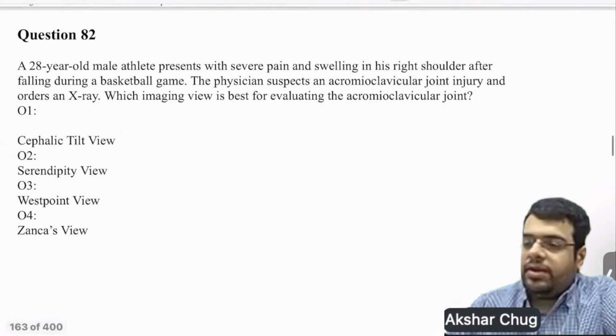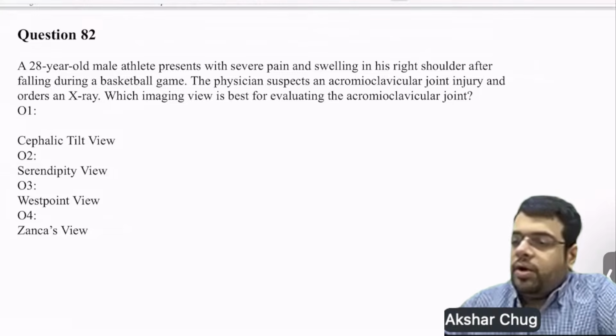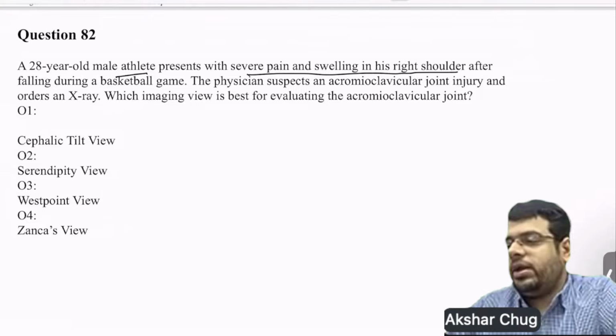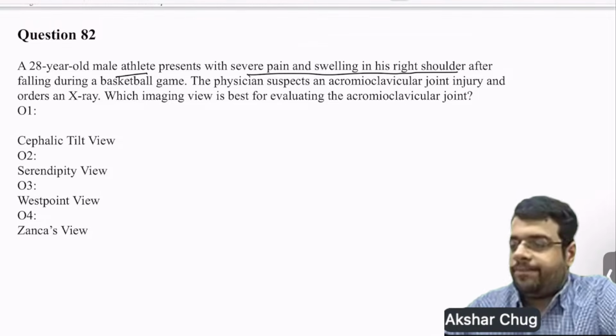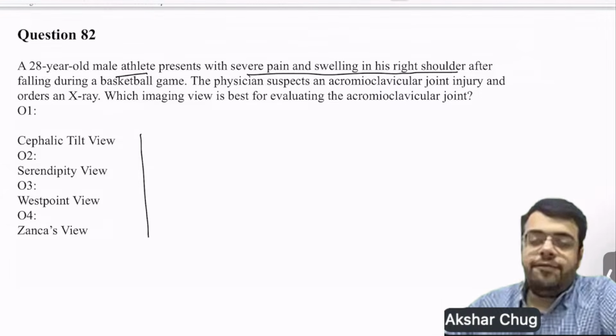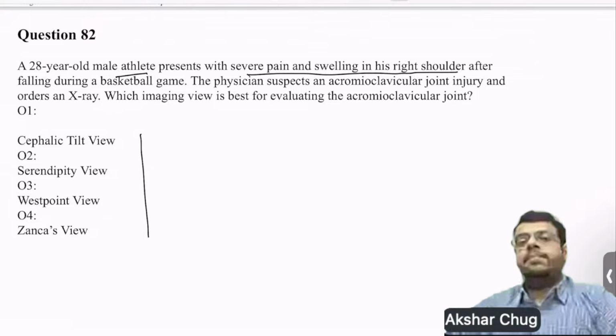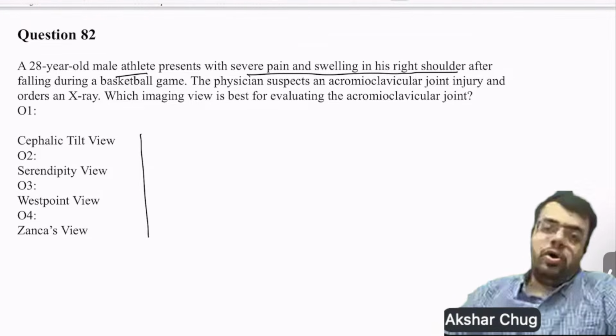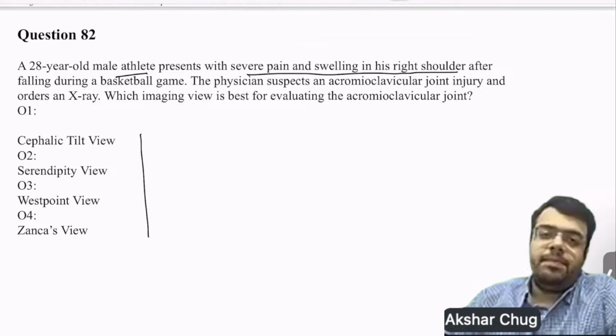Moving to the next question, question number 82. A 28-year-old male athlete presents with severe pain and swelling of his right shoulder after falling during a basketball game. The physician suspects acromioclavicular joint injury and orders an X-ray. Now, these views are again factual. If you don't know them, it's better to leave such questions rather than attempting them. If you are able to rule out some of the options, it is better that you attempt it.